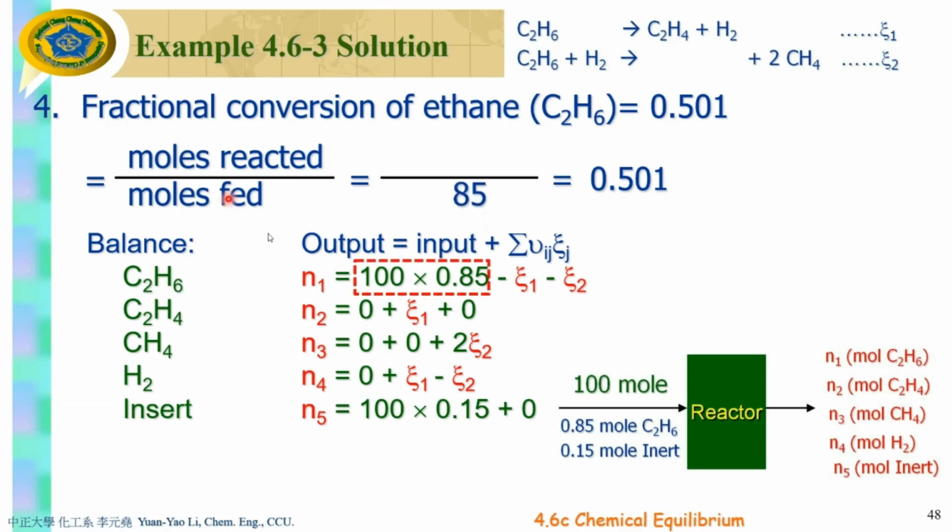So the moles of ethane fed will be the initial, right? Initial will be 85. And moles reacted will be this one: Xe1 plus Xe2. Of course, we understand we need to have an absolute value for this Xe1 and Xe2. So this is equation 1. So now you realize that I have two unknowns and I have two specifications. So I can get two unknowns, which are Xe1 and Xe2.